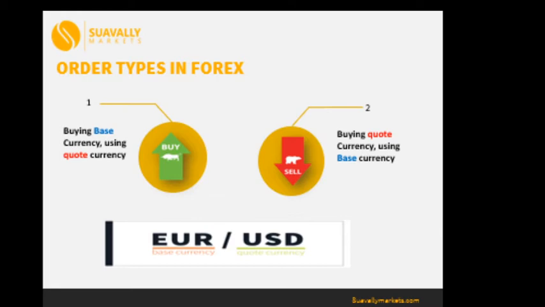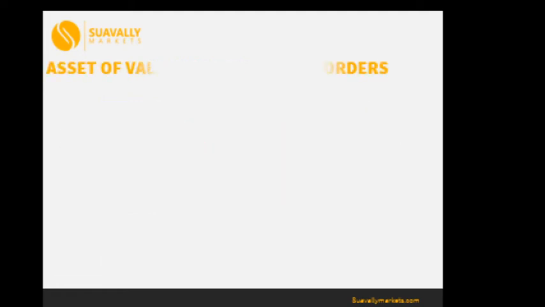So the first is when you click on buy, you actually buy the base currency. As an example, if you click buy on the forex pair Euro USD, that means you're buying the euro using the USD. If you click sell, the flip of that happens, which means you will be buying the USD using the euro. I hope you understand that. We will explain that in a bit more detail as we proceed.